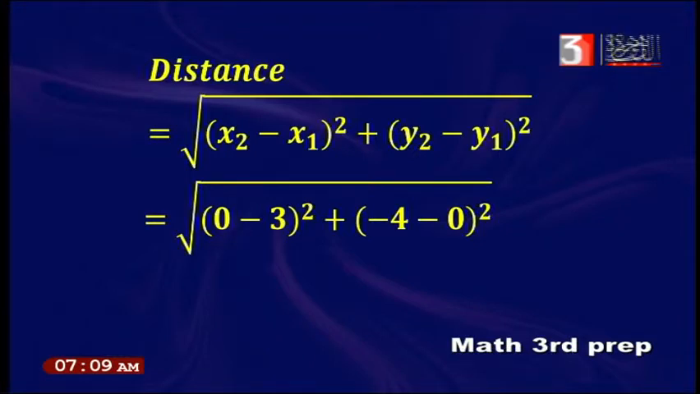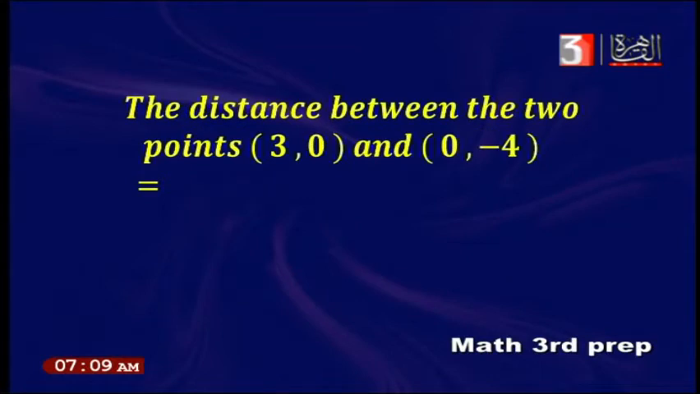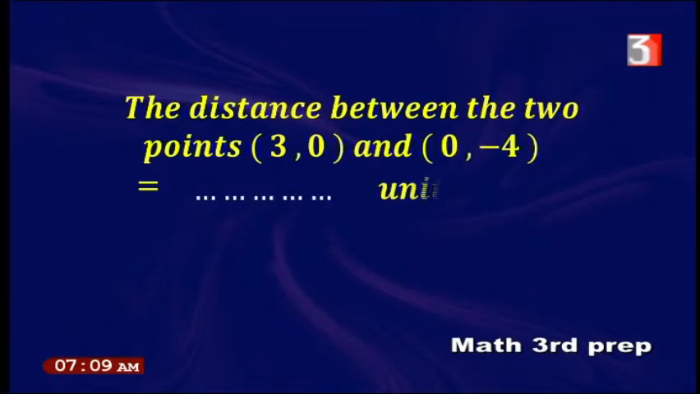Then, what about 0 minus 3 all to the power of 2? It is 9. And negative 4 minus 0 all to the power of 2 is 16. So it is root 9 plus 16, to obtain root 25, which is equal to 5 units. Then the distance between the 2 points is the second choice, which is 5 units.